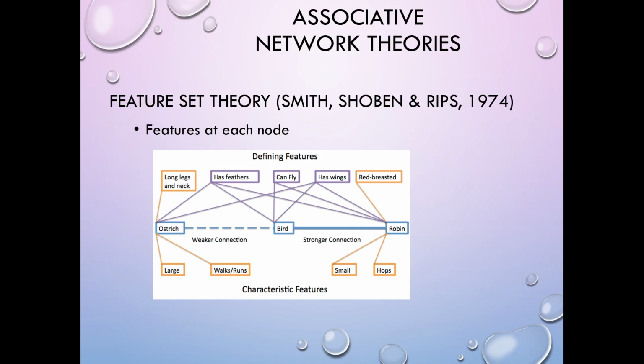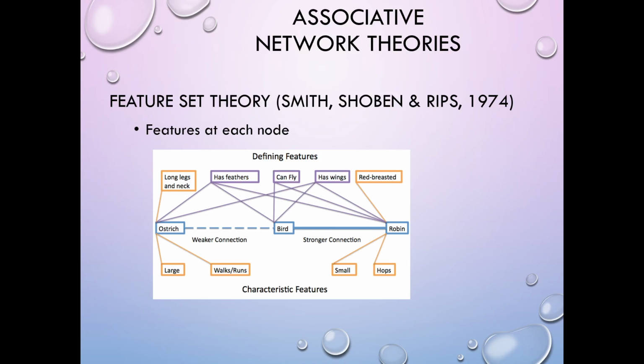And so the fact that an ostrich is large and that a robin is small and that ostriches walk or run, whereas robins hop. These are characteristic features that really help to distinguish a robin from an ostrich or a robin from a sparrow or other potential connections. So it's not as hierarchically structured as the teachable language comprehender had been. It's not as randomly structured as the spreading activation model. It's kind of a hybrid between the two, right?